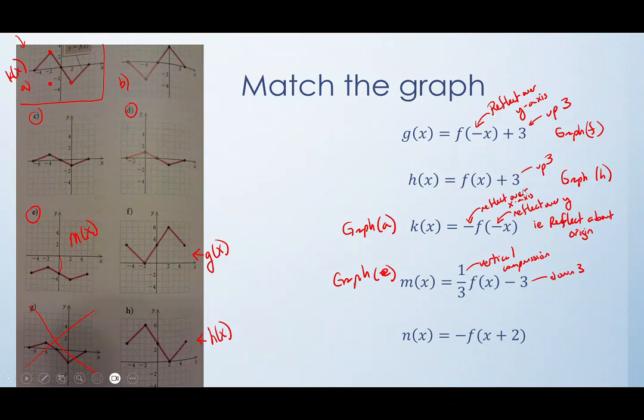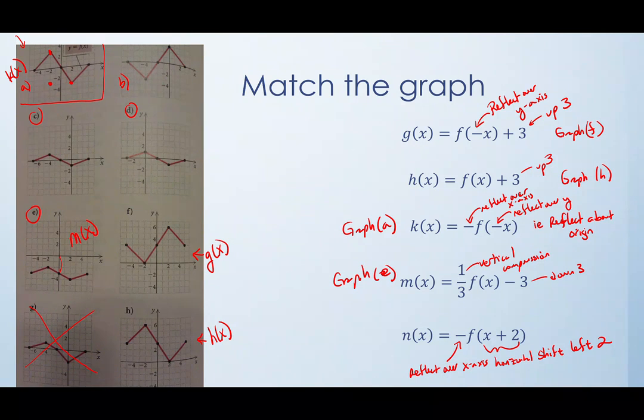Yes, we have n of x is negative f of x plus 2. So we have two transformations going on. We have a horizontal shift, and this one's going to go left 2 units. And we've got to reflect over the x-axis. So the graph's going to look upside down and 2 to the side. No compressions here.